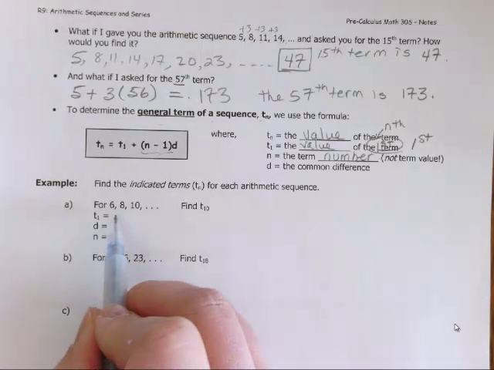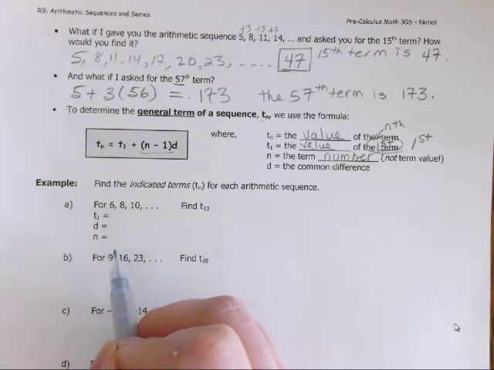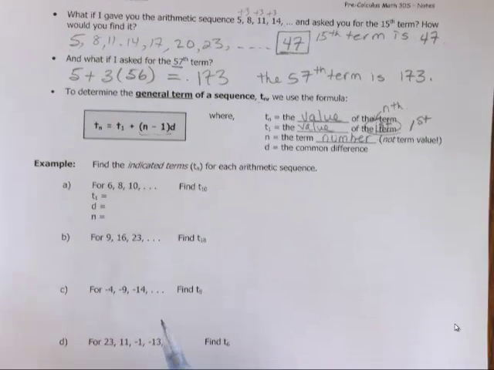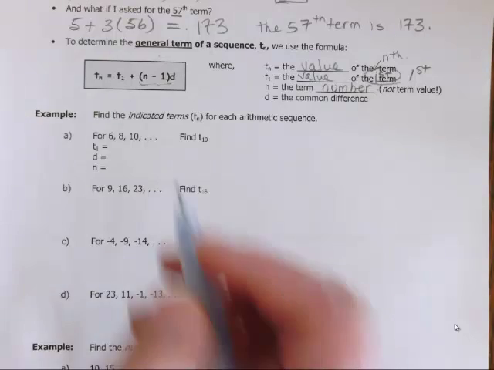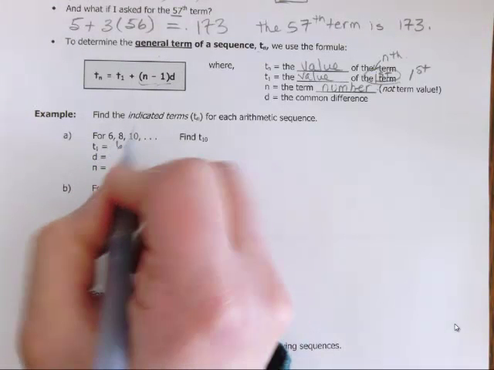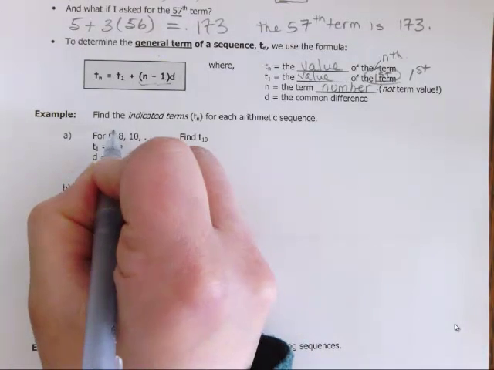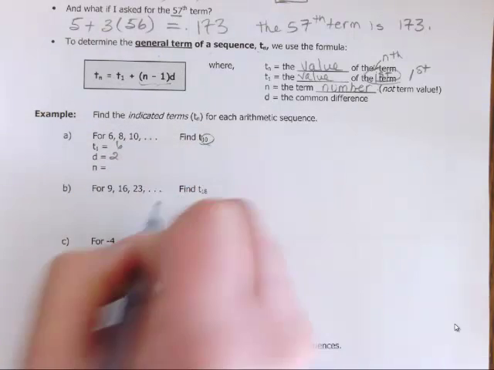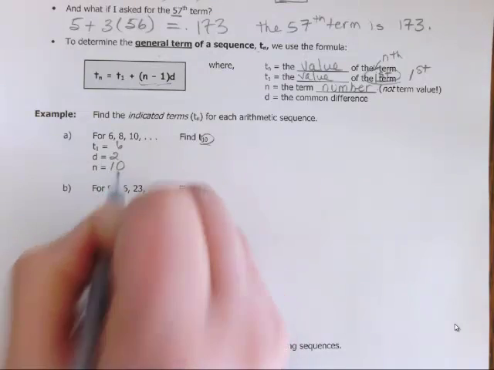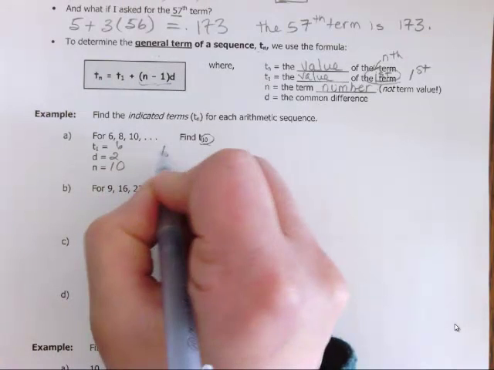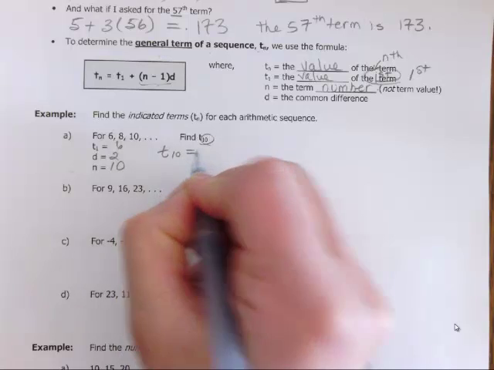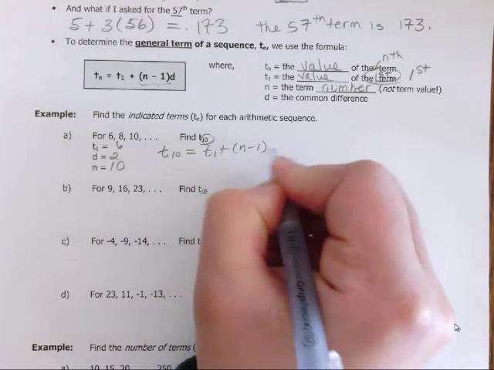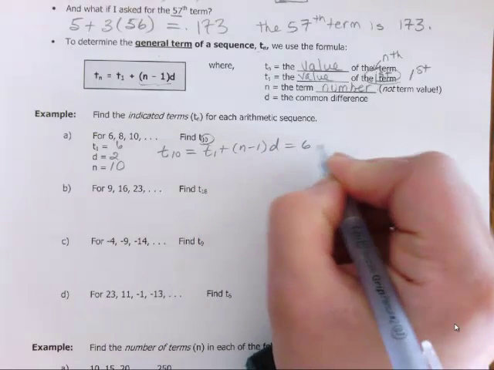So I'm going to work through this question with you. And then what I want you to do after I'm done this question is hit pause, try the other ones, then we can continue. So T1 here is 6. The common difference is add 2 to get to the next. And the term number is 10. So to find T sub 10, I have my formula here, and I plug in the values.